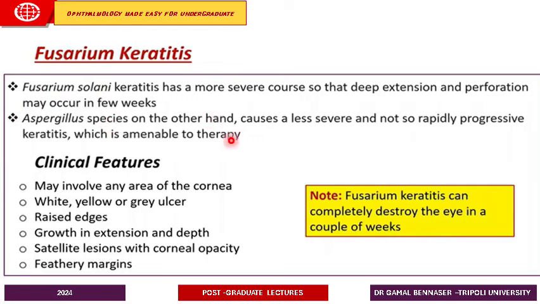The clinical features involve any part of the cornea as a white, yellowish, grayish ulcer. As I said, there might be some pseudodendrites. Usually the lesion is elevated with growth and extension deeper into the layers of the stroma and even to the anterior chamber, with multiple satellite lesions and feathery margins. Now, feathery margins, this is very important.